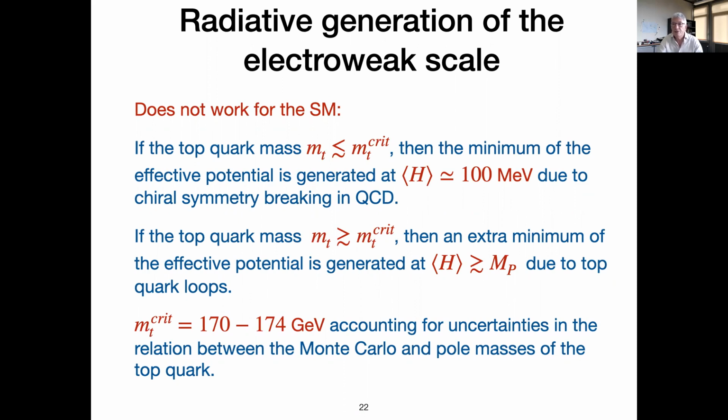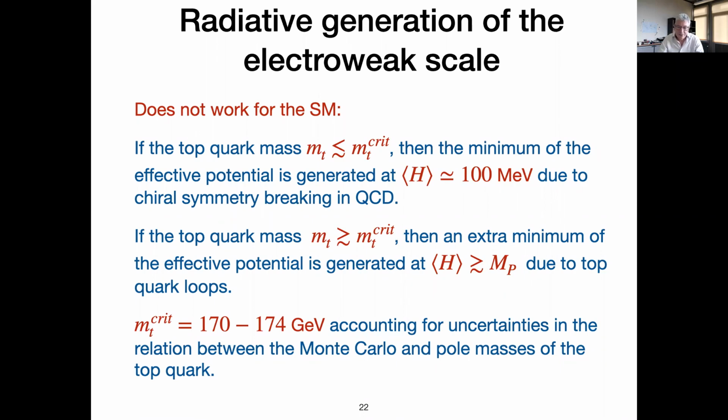and of course many people worked on that, trying to get the Higgs mass out of this idea. Unfortunately, it doesn't work in the standard model. It happens that if the mass of the top quark is smaller than some critical mass, and this critical mass is about the actual mass of the top quark, then the minimum of the effective potential is generated. It's not generated because of Coleman-Weinberg summation over loop diagrams. It's generated because of chiral symmetry breaking in QCD. However, the vev of the Higgs field in this case is about 100 MeV, which is very far from reality. So it's not good.